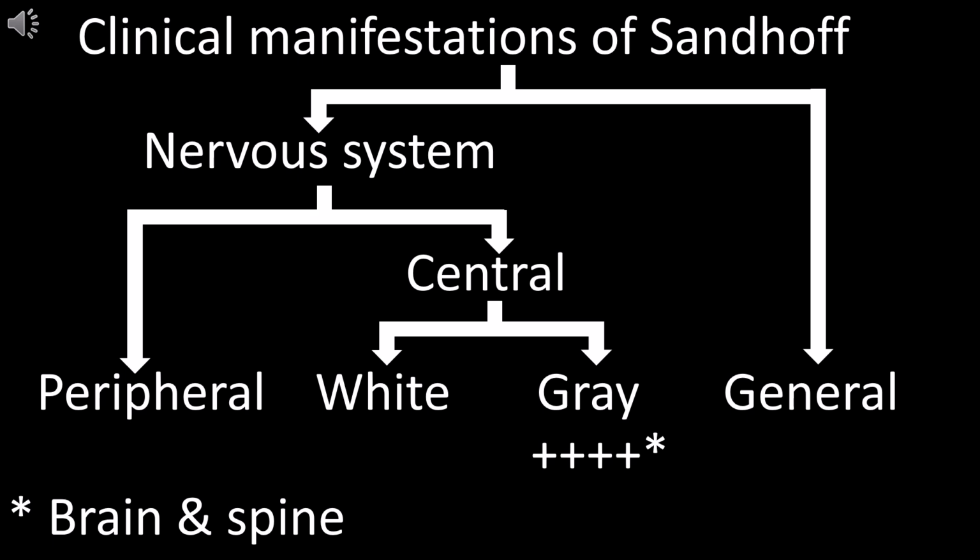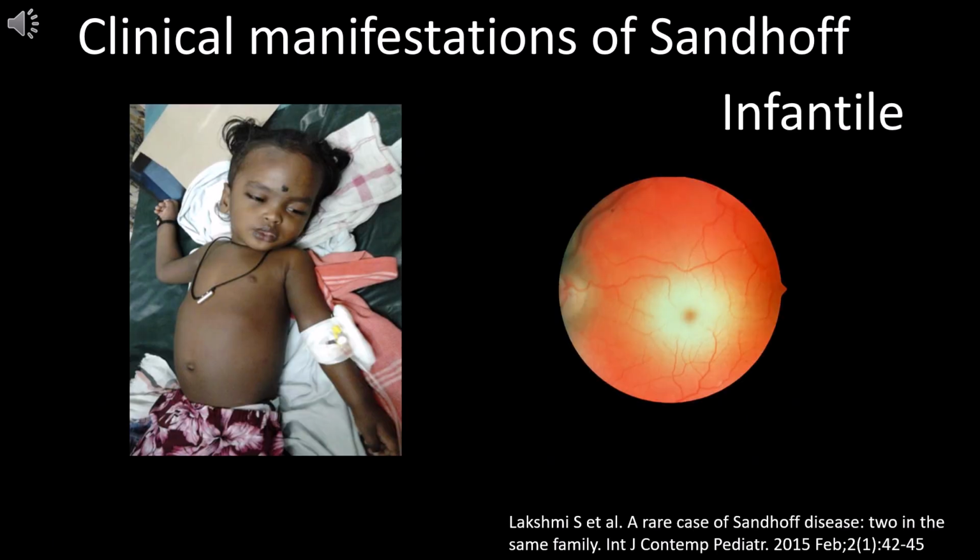Neurological manifestations are those of gray matter central nervous system involvement, affecting the brain and spine, but unlike in Tay-Sachs disease, general system manifestations are present due to visceral storage of globotetraosylceramide. So, in patients with the infantile type of Sandhoff disease, in addition to the neurological manifestations we encounter in patients with infantile Tay-Sachs disease, including the cherry red spot, we find significant hepatosplenomegaly, skeletal abnormalities, and kidney problems.